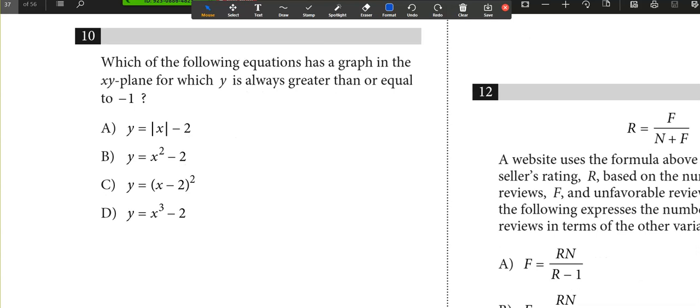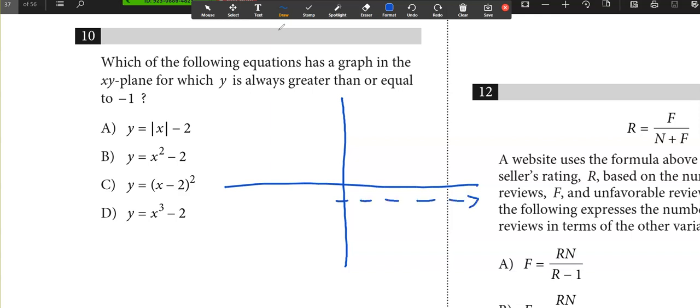Question 10. Which of the following equations has a graph in the xy plane for which y is always greater than or equal to negative 1? Well, y is greater than or equal to negative 1 is a horizontal line. So we're basically saying we can't have any points that go below it. I should say go below it because it says equal to.